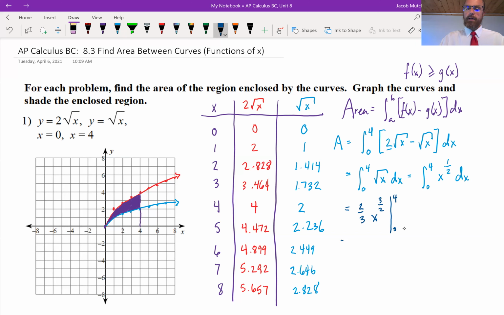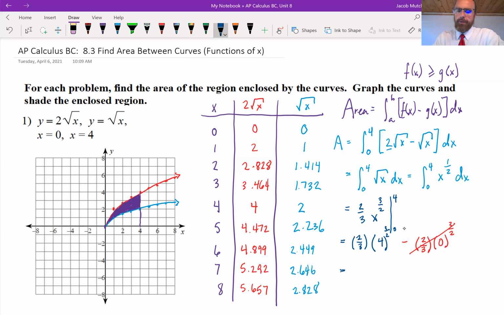So we're ready to apply the fundamental theorem of calculus here by plugging in my limits of integration. So 2/3 times 4 to the power of 3 over 2 minus 2/3 times 0 to the power of 3 over 2. So I see there in my expression, this one in red is going to cancel out to 0. So all of my area is represented in this first multiplication.